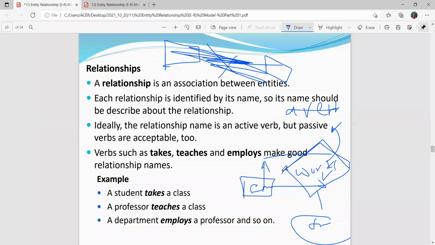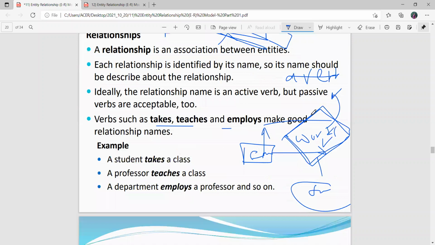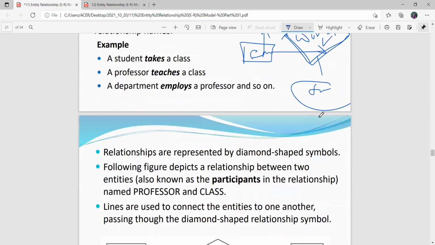So we can use a diamond shape to denote the relationship. These are some examples. Takes, teaches, employs. These are examples of good relationships. As an example, a student takes a class. The professor teaches a class. The department employs a professor, and so on. Likewise, we can use any active or passive verb to denote our relationship within the ER diagram. So you can use a diamond shape to denote the relationship.